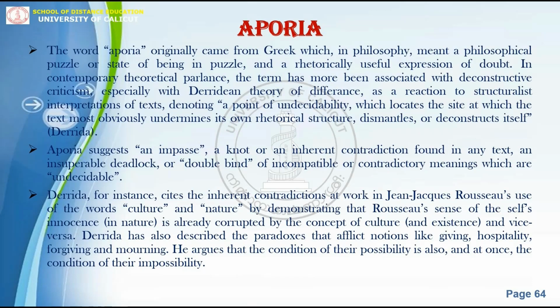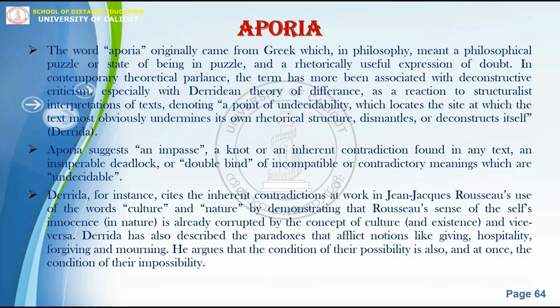Next is aporia. The word aporia originally came from Greek, which meant a philosophical puzzle or a state of being in puzzle, and a rhetorically useful expression of doubt. Now, in contemporary theoretical parlance, the term has more association with deconstructive criticism, especially with the Derridean theory of différance as a reaction to structuralist interpretation of text, which denotes a point of undecidability which locates the site at which the text most obviously undermines its own structure, dismantles, or deconstructs itself.